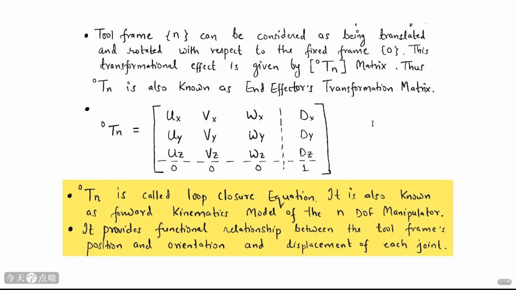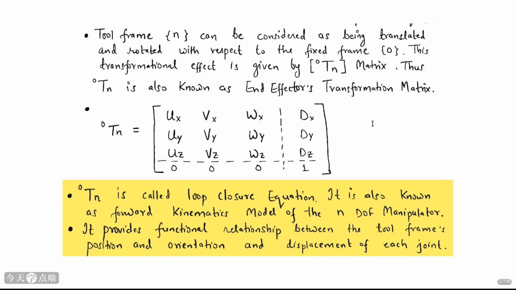The composite transformation matrix, 0Tn, is incredibly important. It fully describes the pose of the end effector frame relative to the base frame. It's a 4x4 matrix, but the bottom row is always 0, 0, 0, 1. The top left 3x3 portion of the matrix is the rotation matrix, which tells us the orientation of the end effector. The top right 3x1 column vector is the translation vector, which tells us the position of the end effector.